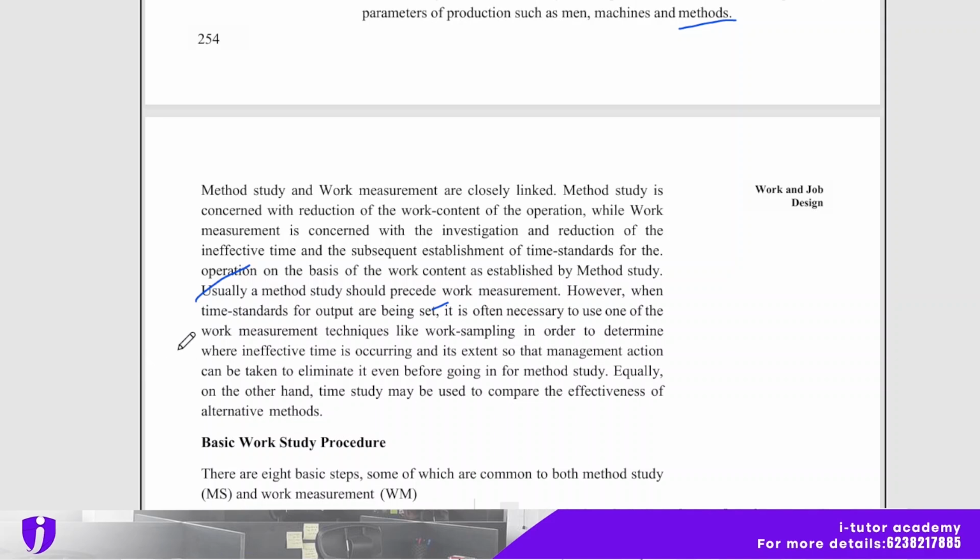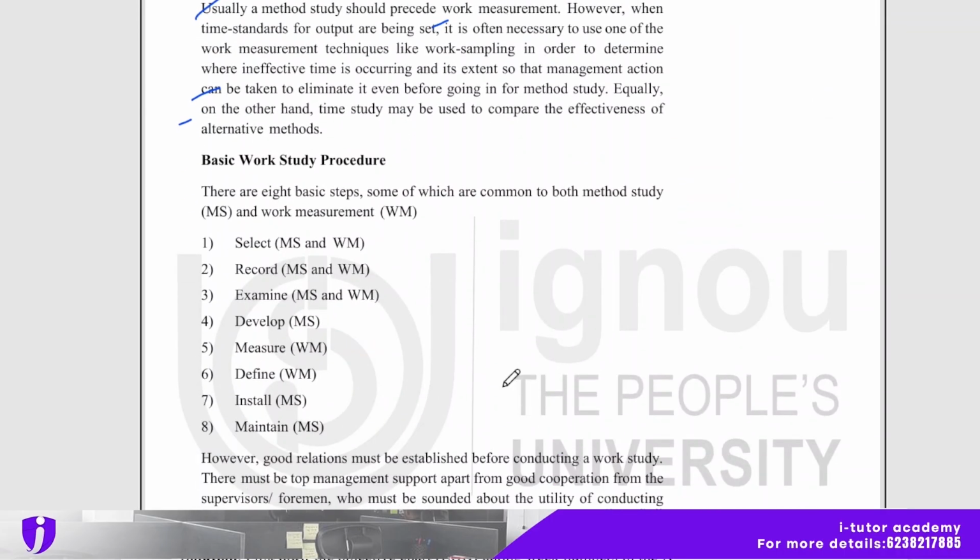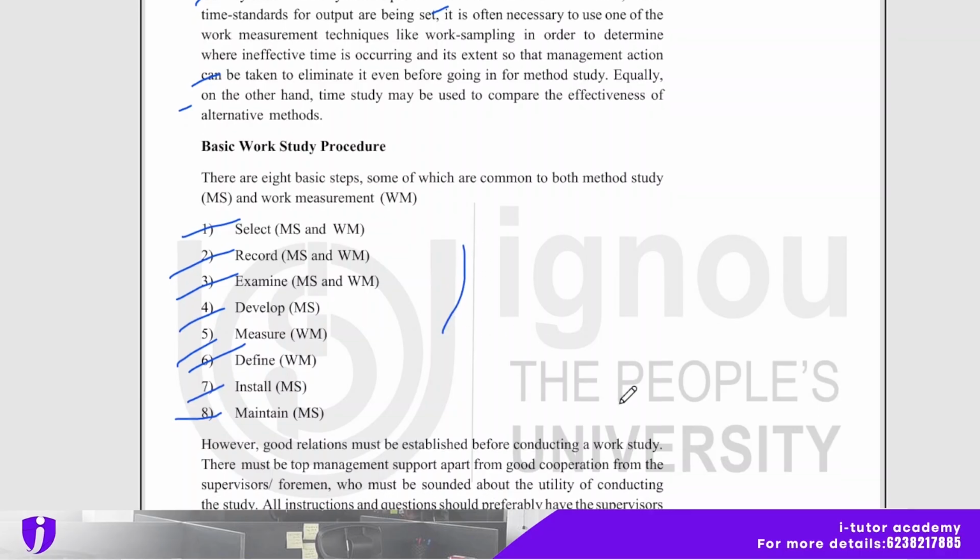it is often necessary to use one of the work measurement techniques like work sampling in order to determine where ineffective time is occurring and its extent, so that management action can be taken to eliminate it even before going in for method study. And equally, on the other hand, time study may be used to compare the effectiveness of alternative methods. The basic work study procedure is: select, record, examine, develop, measure, define, install and maintain.